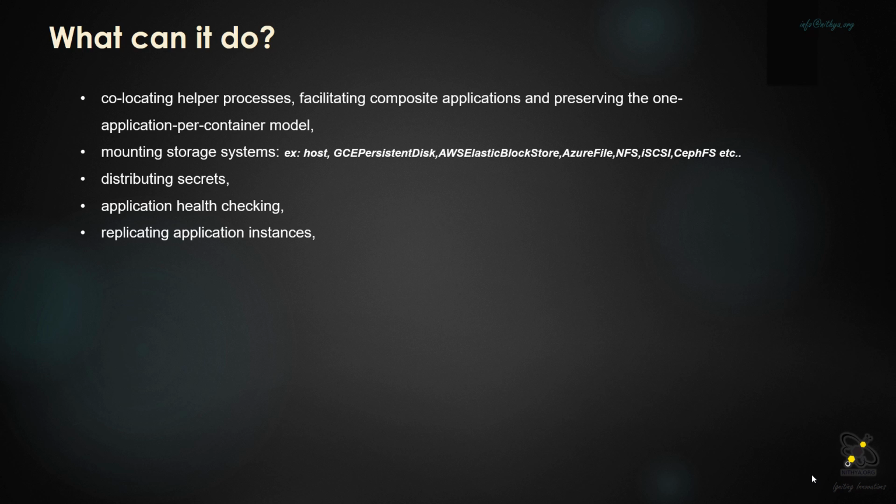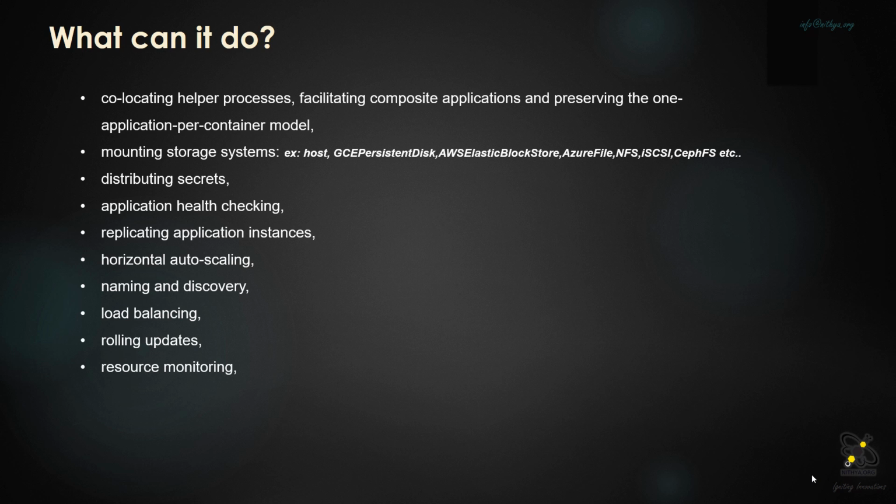And it will help you replicate your application container instances across the clusters. And also it supports auto scaling. And the important features: naming and discovery, where your application instances will be resolved by DNS, and it also supports load balancing natively. And another important feature, rolling updates. Whenever you want to update your application instance, it will take care of it seamlessly with rolling update features.